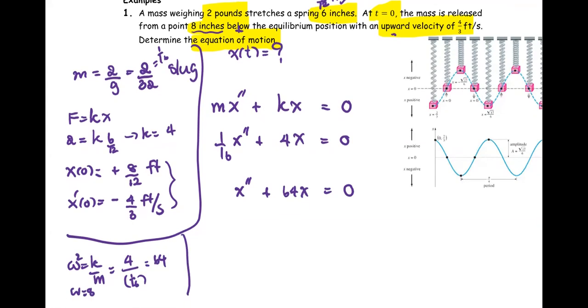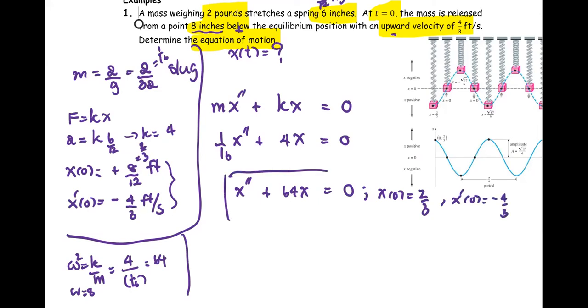Now, to work on this differential equation with the condition x at 0 equals 8 over 12, which is 2 over 3, right? Let me check real quick. So this is 2 over 3, and x prime at 0 equals negative 4 over 3.